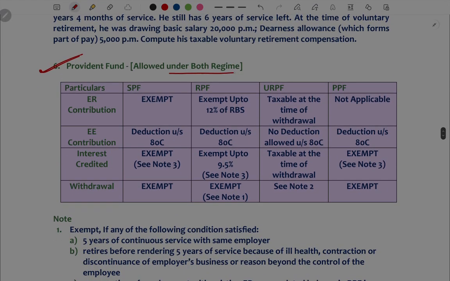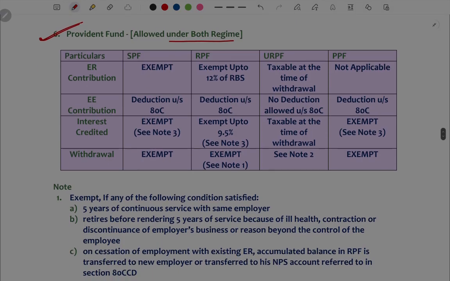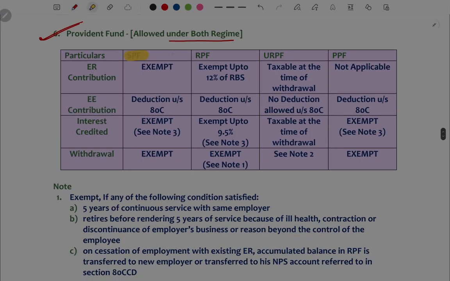Provident fund, which is allowed under both regimes. First, SPF. If your employer contribution is exempt, it will not be counted as perquisite. Employee contribution would be deductible; you will get deduction under 80C. Interest credited would be exempt, so see note 3. Yes, you will see that. Wait a second, and withdrawal is exempt as well.